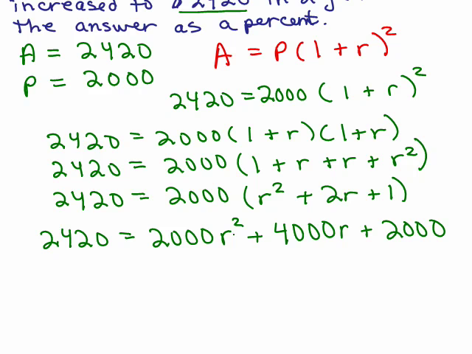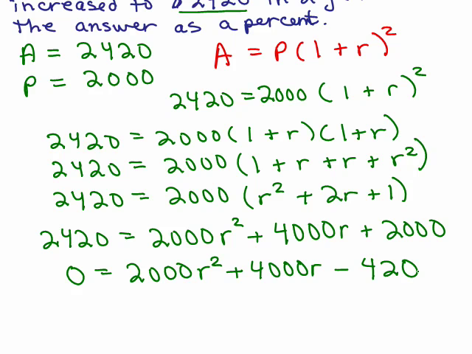Now, I've got a quadratic because I have R squared. So I have to set it equal to 0. So I have to subtract 2420 from both sides. Okay, so 2,000 R squared plus 4,000 R. Now if I subtract 2420 from both sides, I get minus 420 on this side. All right, what's the next step? Factor. Yikes! We can do it.